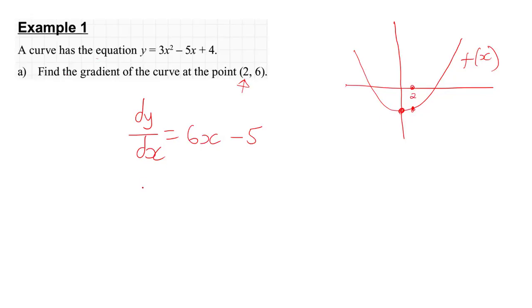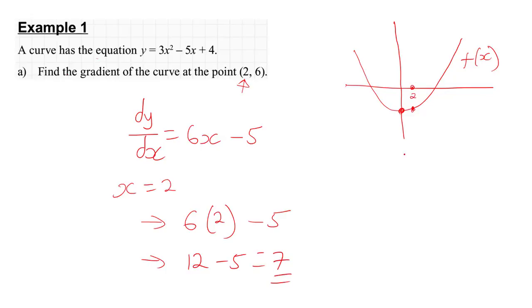Now to do that, you're going to sub in 2 in this function here. So you're going to say that when x is equal to 2, the gradient is going to be this 6 times 2, because this is 6 times x, so 6 times 2 take away 5. So we're going to have 12 take away 5, which is going to be 7. So when x is 2, the gradient is going to be 7. In other words, it's going to be a positive rising line.